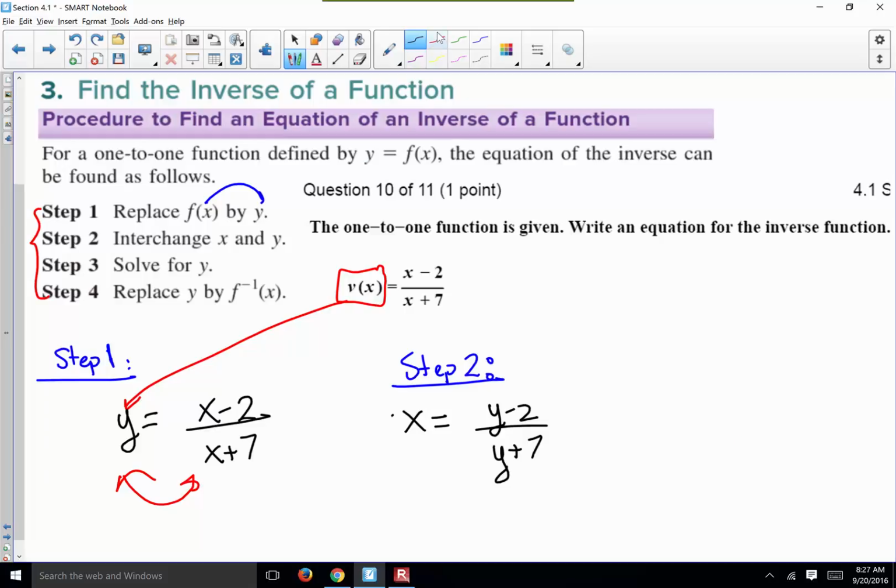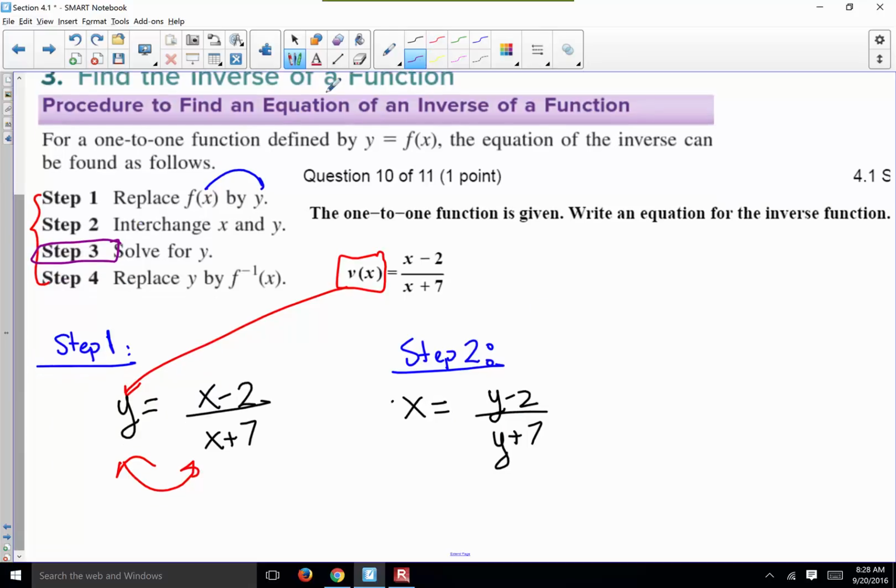Now step 3 is the real main step. This is the most challenging part. The others are just phony steps. They are all easy, but step 3 requires some work. What do we do? You take this equation and solve for y, meaning isolate y. And that's a little bit problematic.